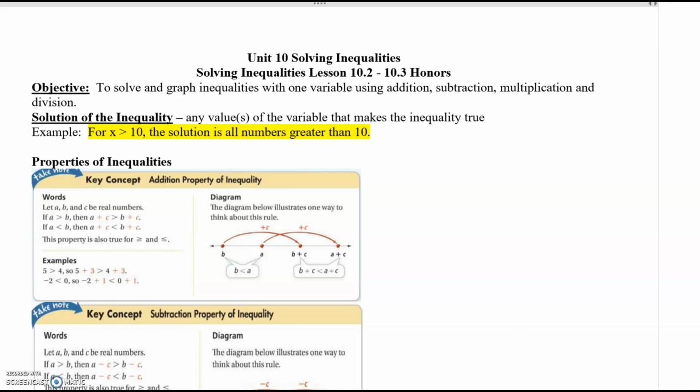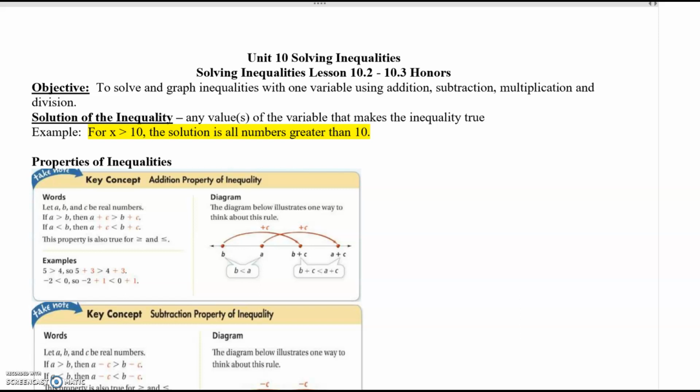After this unit, we've got 2 units left. We have a unit on radicals, and then we will finish up the year with the quadratic formula, I believe, is where we're ending up. So there's not much left to go.